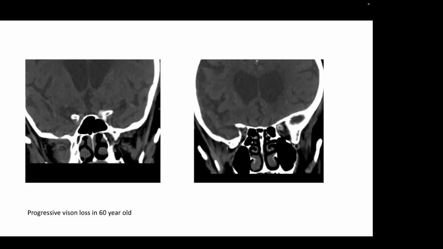On the axial imaging, the expression used here is tram tracking or railroad tracking. When you section this in the axial plane, you'll see the parallel calcifications along the optic nerve. So this is a meningioma, and you can see why these are difficult to treat in that location. This is an optic meningioma.